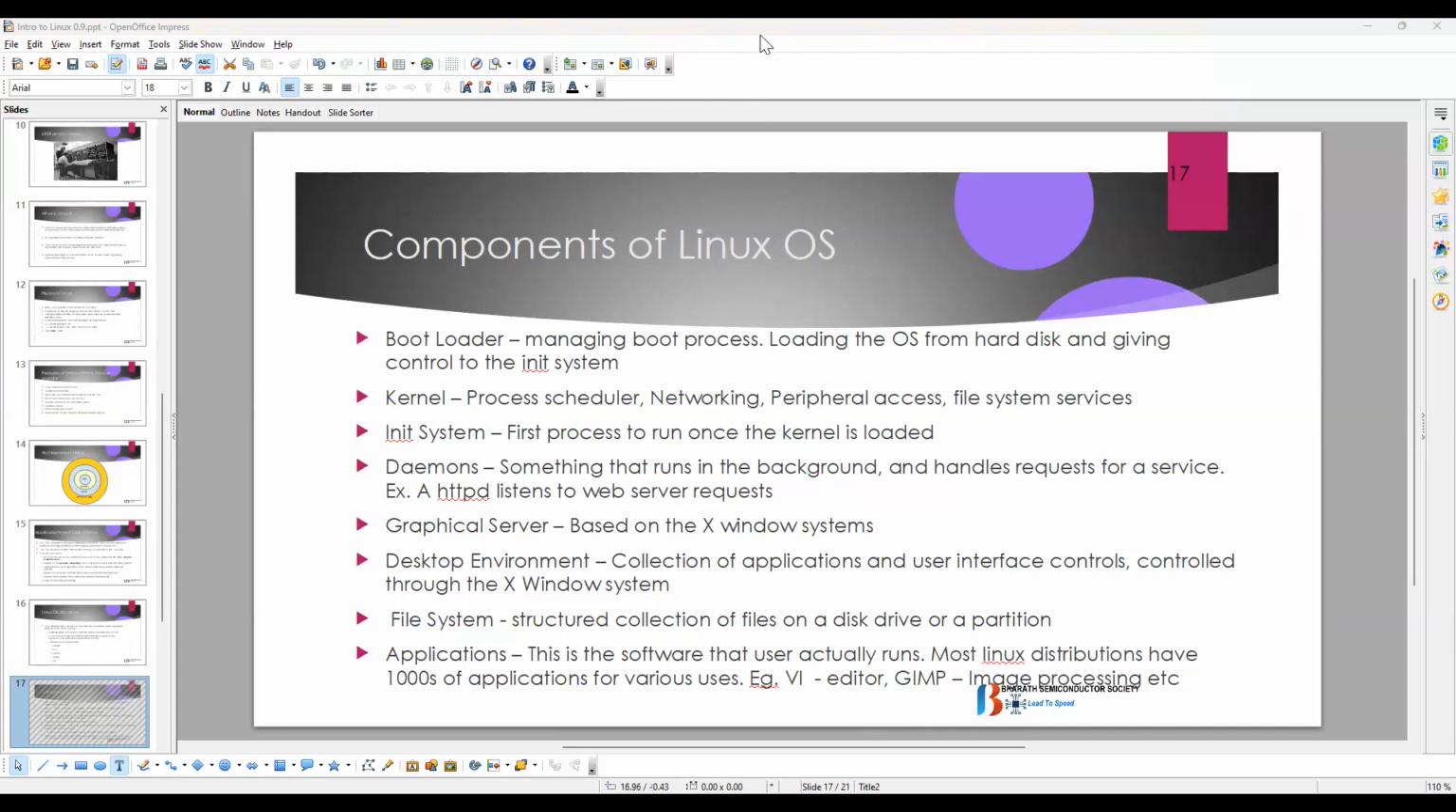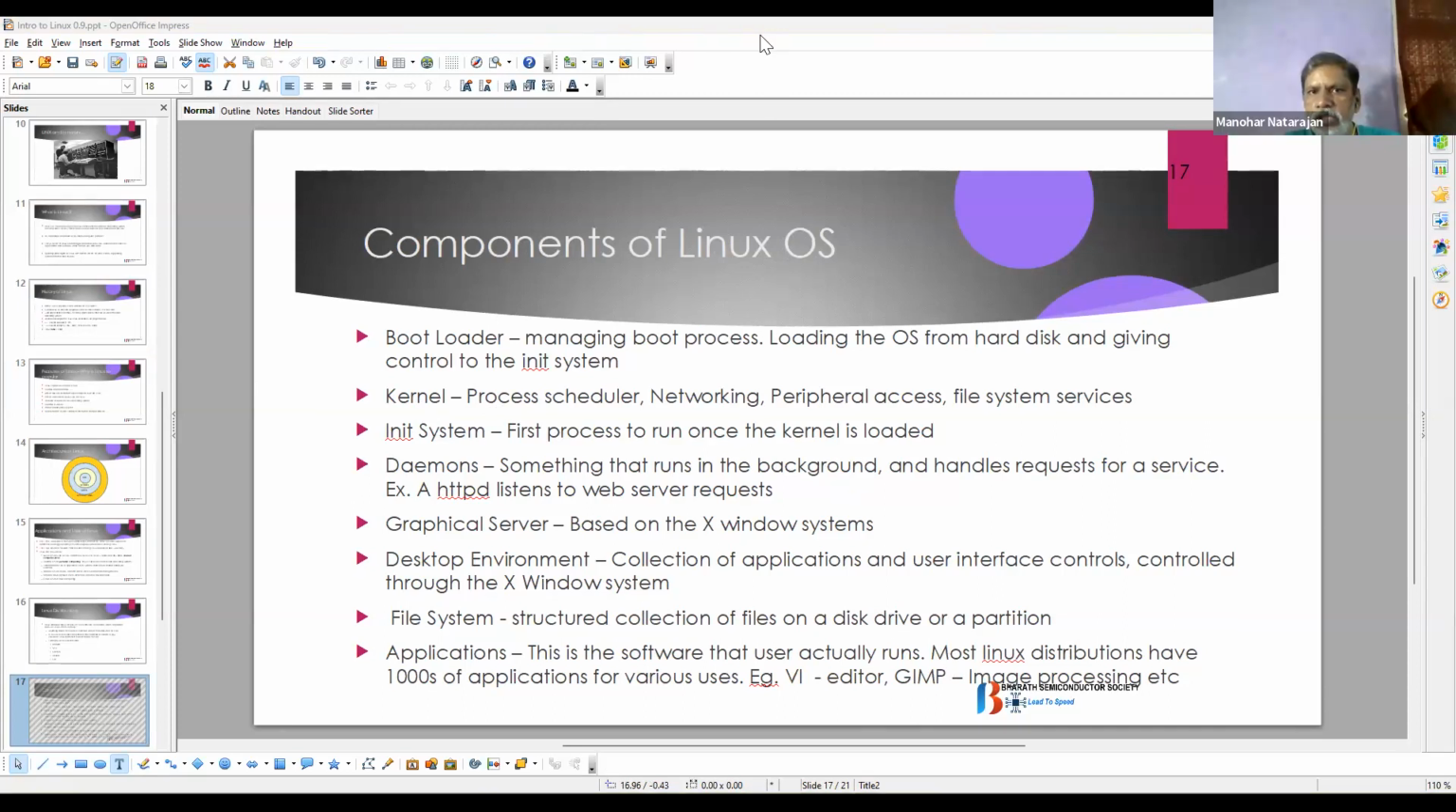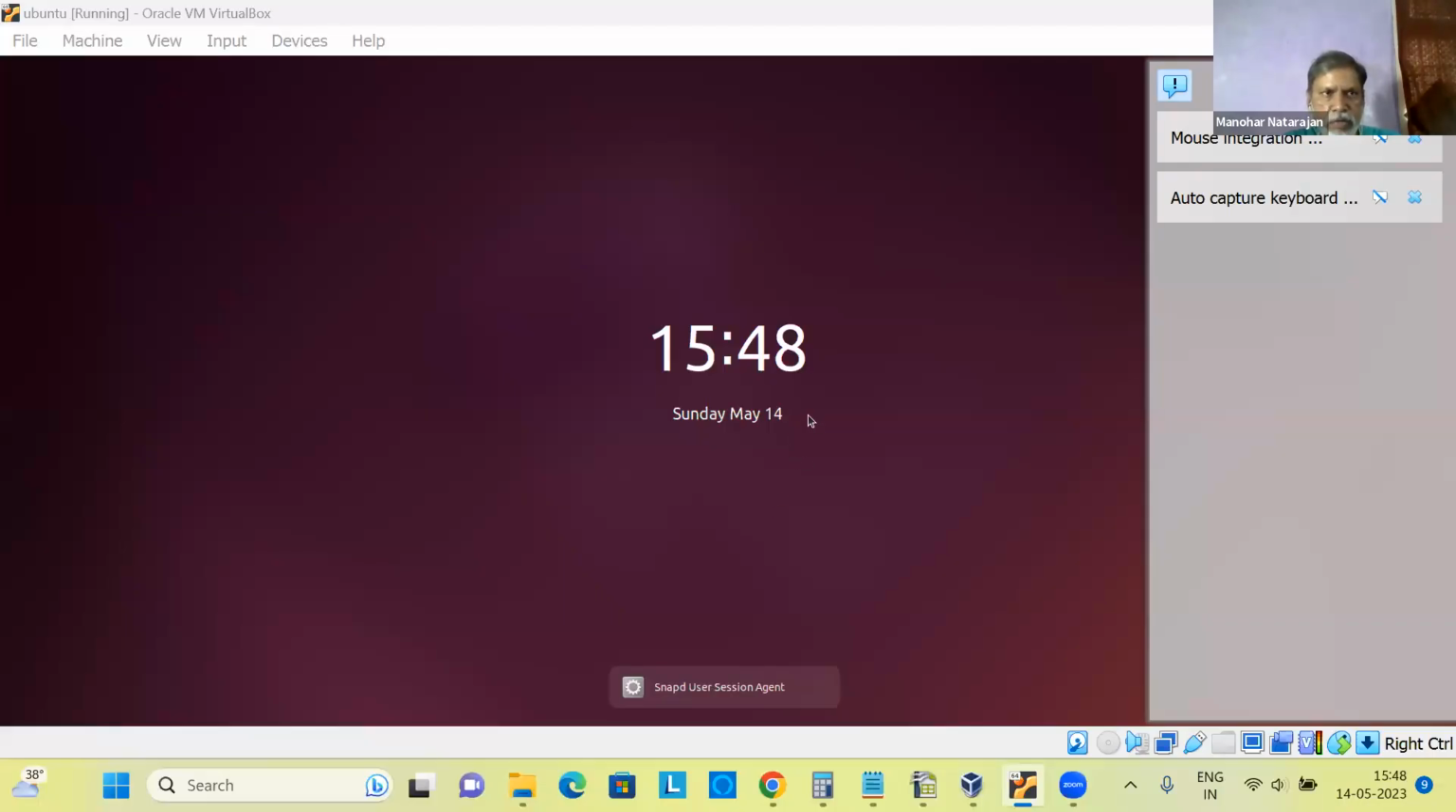Which one is fast, Windows or Linux, Ubuntu? Could you please repeat the question? Sir, which one is fast, sir? Windows or Linux, Ubuntu? Yeah, I'll come to that. Very good question. Actually, I'll answer this just after this. Okay. Just see if you're able to see this screen out here.